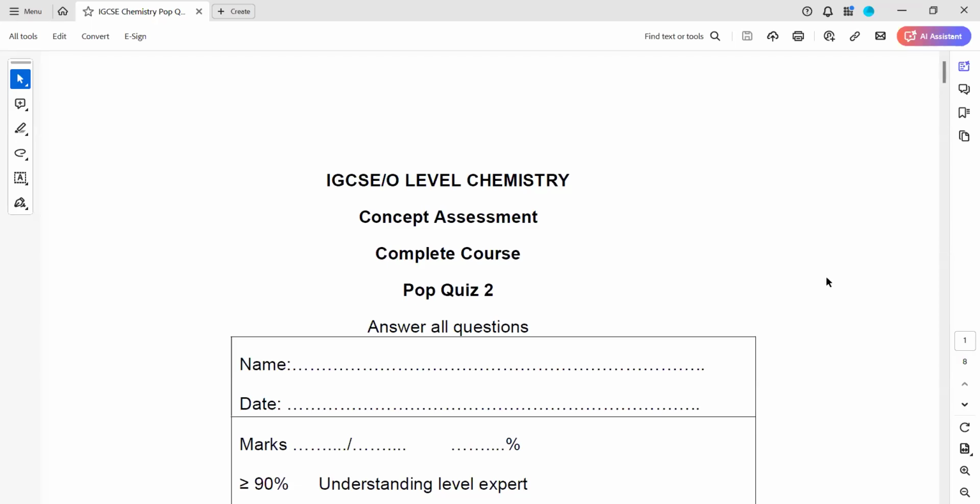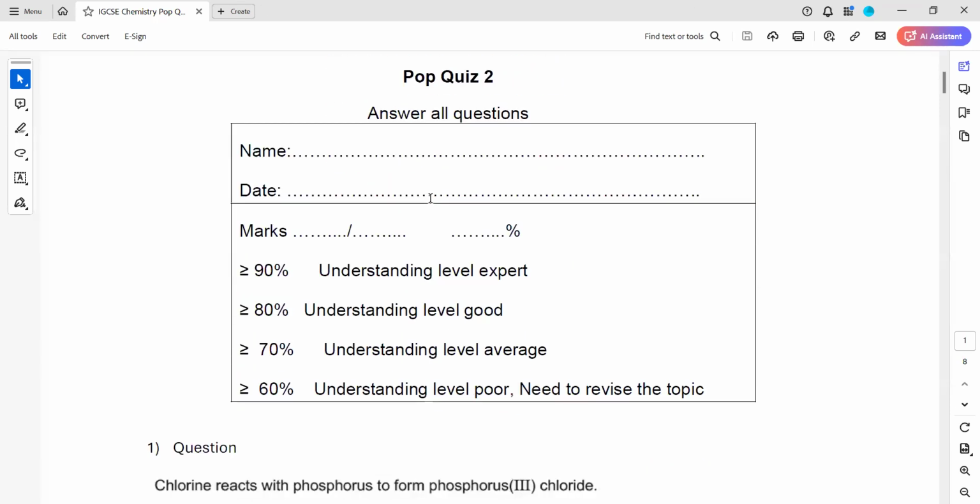So this was pop quiz 2, which was related to the complete course content. You can use my chat screen annotation to answer the questions, and I expect active participation from everyone. You can use any mod.